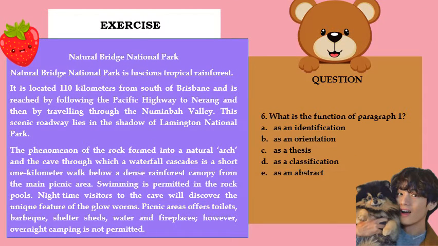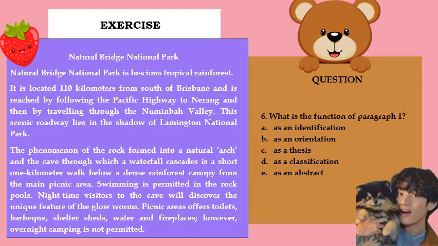This text is used for questions 6 until 10. Text. Natural Bridge National Park. Natural Bridge National Park is a luscious tropical rainforest. It is located 110 km south of Brisbane and is reached by following the Pacific Highway to Nerang and then by traveling through the Numinbah Valley. The scenic roadway lies in the shadow of Lamington National Park.